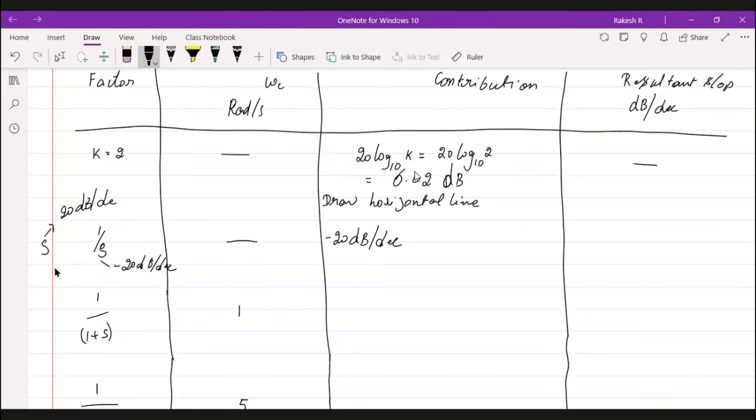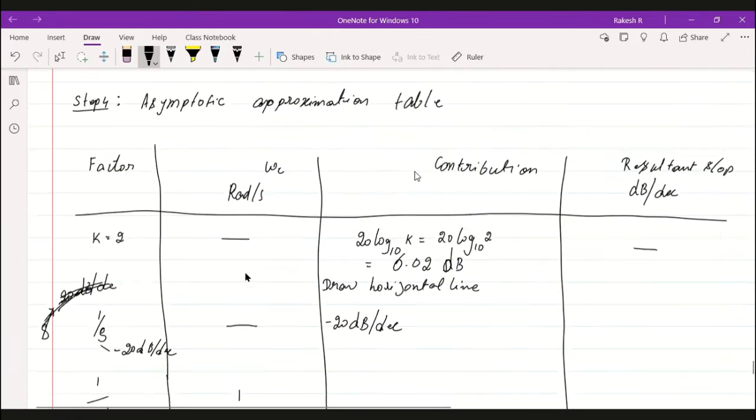But we don't have a 0 here, only a pole. So I'll be writing minus 20 dB per decade here. Among pole and 0, which should we consider first? The one which has the lowest corner frequency. We will not have the same pole and 0 at origin. Pole and 0 at origin, we will not get both.